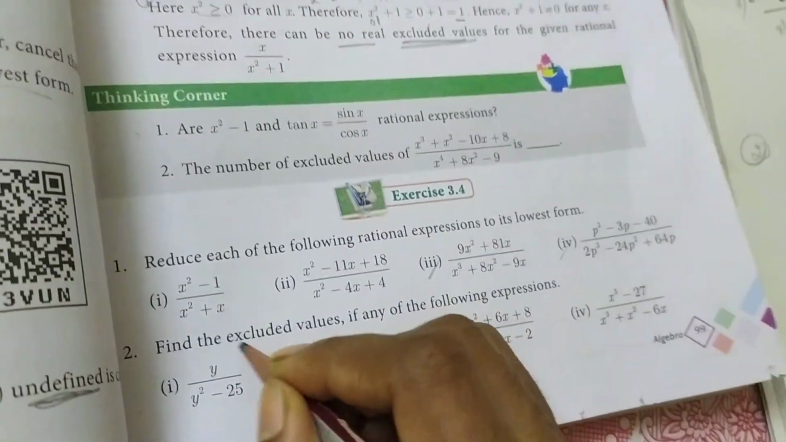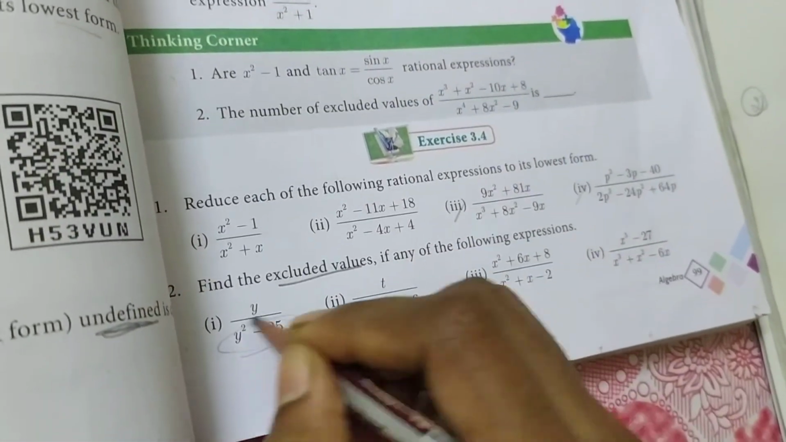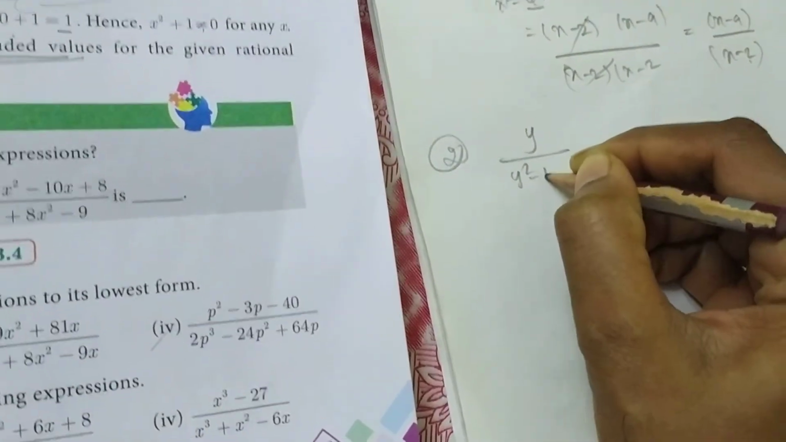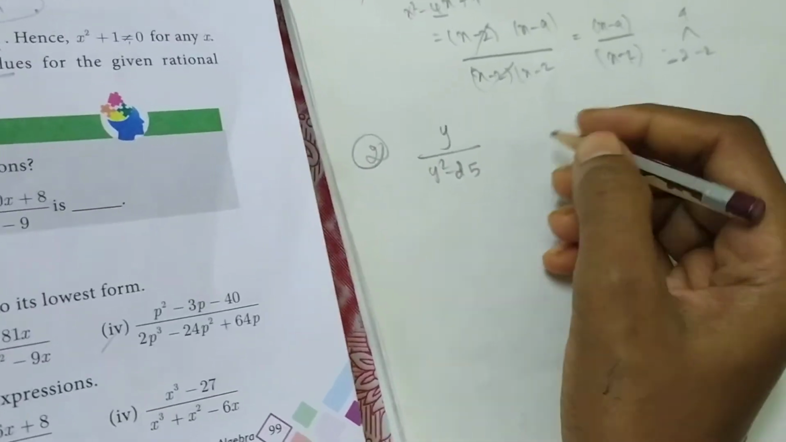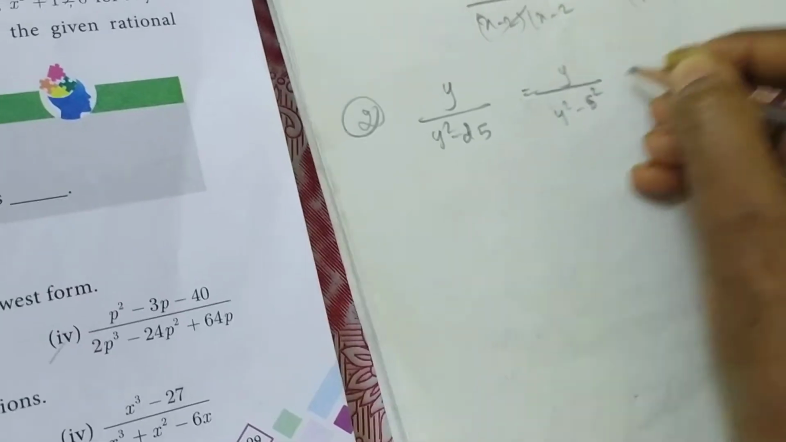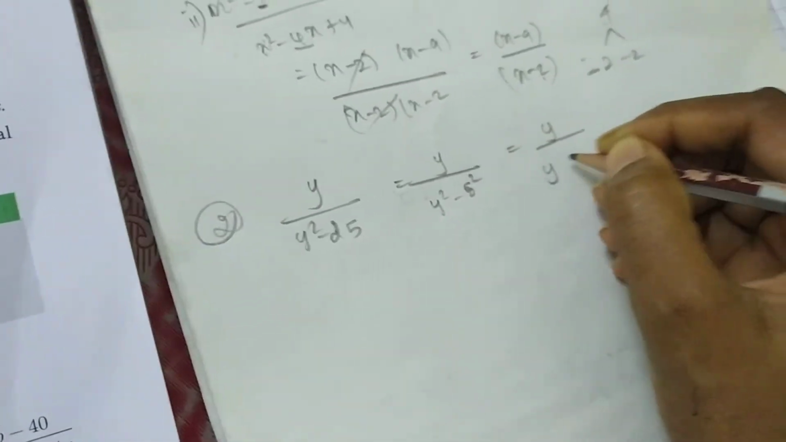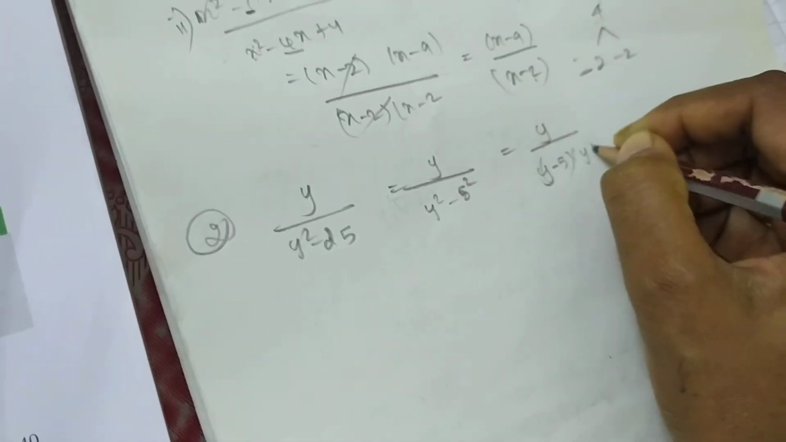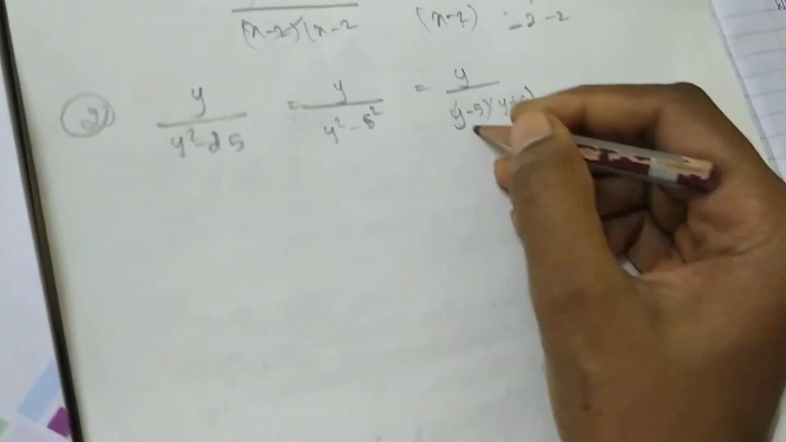They ask to find the excluded value. So you are going to equate your denominator to 0. So I am taking y by y square minus 25. What is the possibility that I am having undefined? So y by y square minus 5 square. So what I am getting is y by y minus 5 into y plus 5, a plus b into a minus b format.